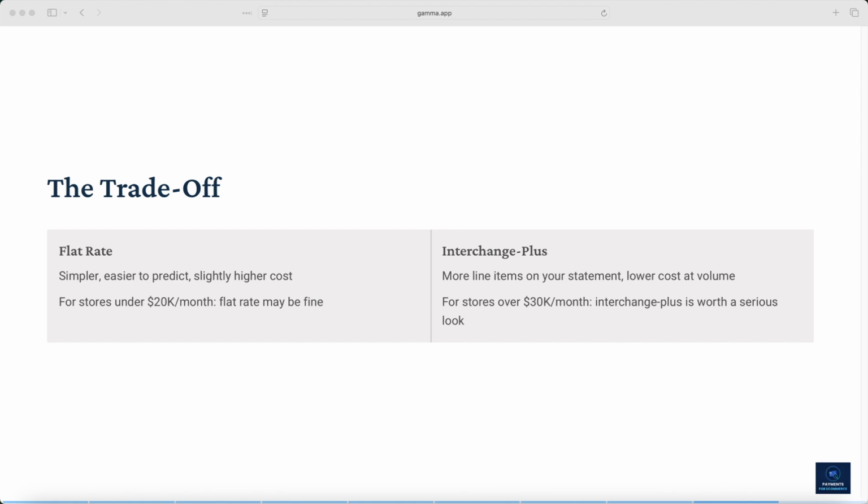The statement has more line items, yes, but those line items represent transparency, not confusion. And with the right processor, you'll have support to help you read and understand them. At scale, complexity is a small price to pay for a meaningfully lower cost structure.